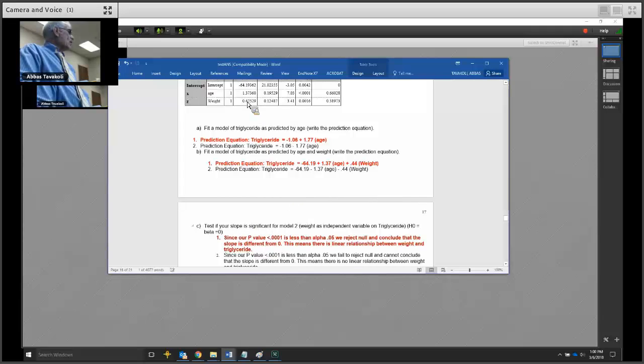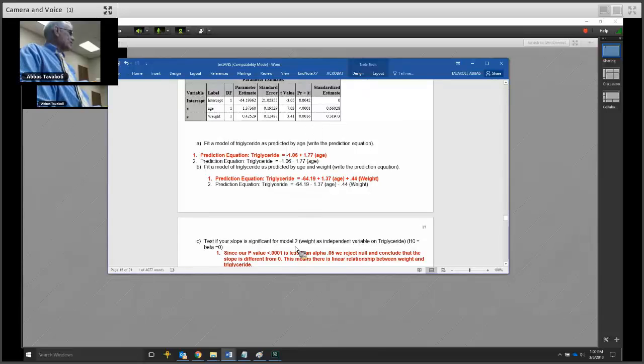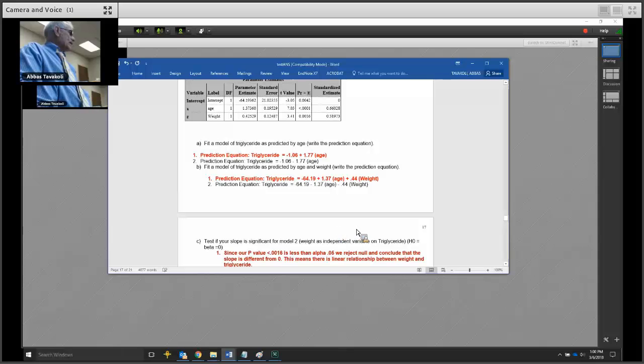And this is model two. To check if the slope for weight is significant, we look at the p-value, which is 0.001. It is less than alpha 0.05 and is significant, so it tells you that. Again, we use weight as an independent variable.